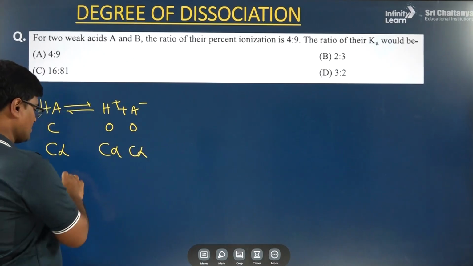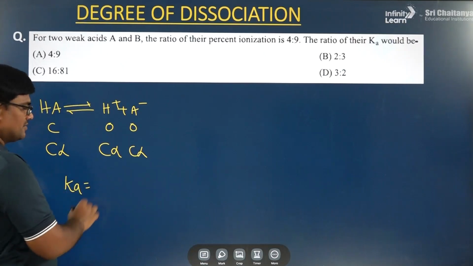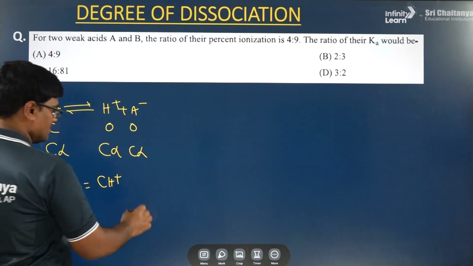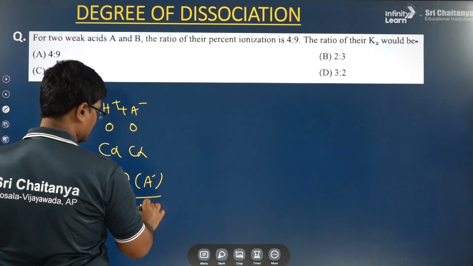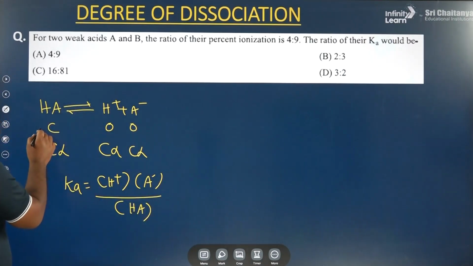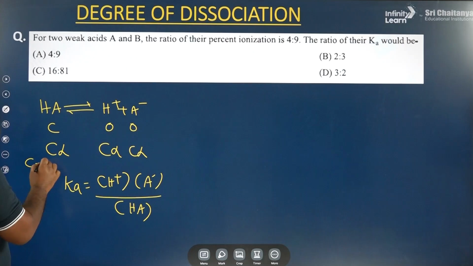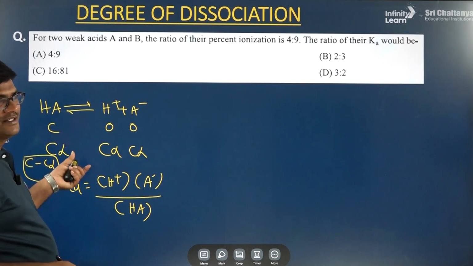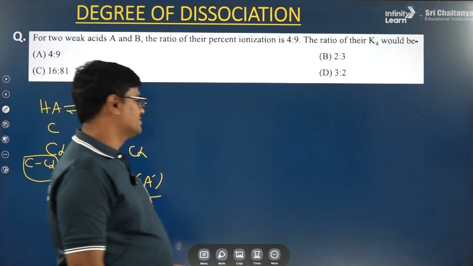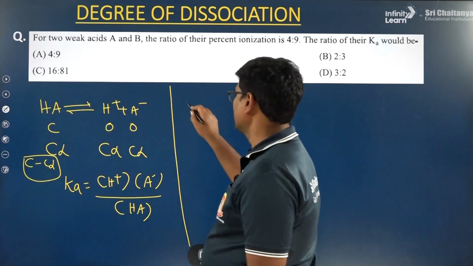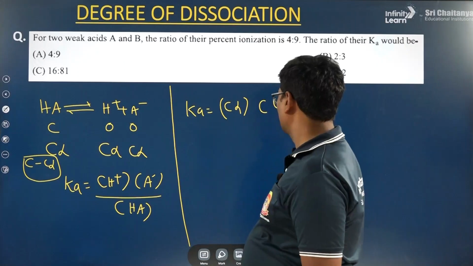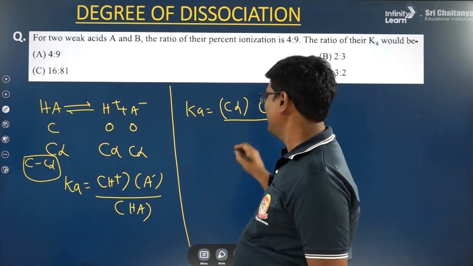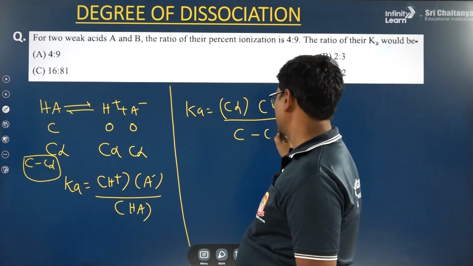Then what happens to Ka? You write that is equal to the concentration of H plus ion into the concentration of A minus divided by the concentration of HA. That we know. Now what is the concentration of HA remaining? That is C minus C alpha at equilibrium, because C is initially taken, C alpha is reacted. Therefore, the Ka value is C alpha into C alpha divided by C into C minus C alpha.